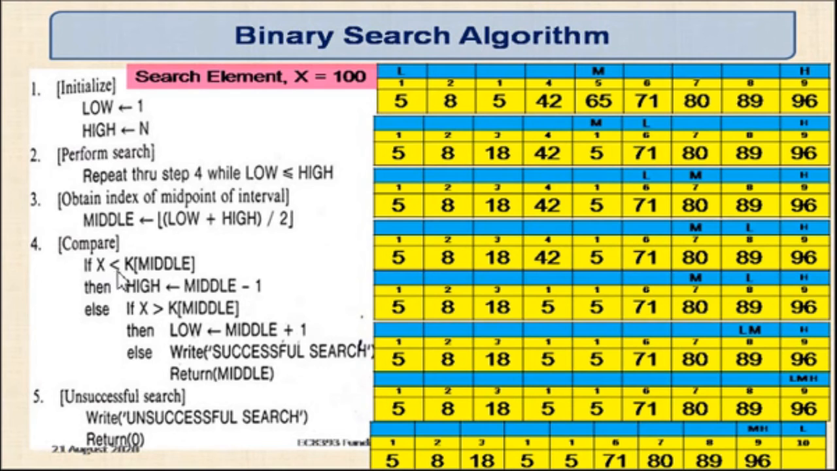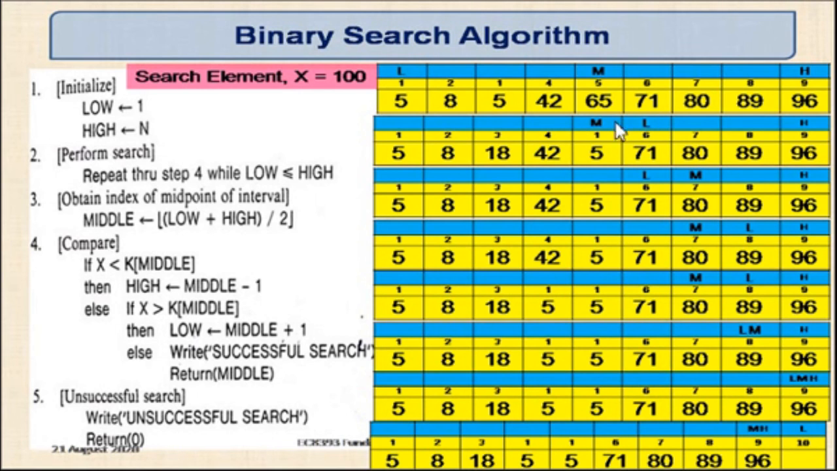Is 100 less than k of middle? K of middle is k of 5, which is 65. So 100 is not less than 65, so the condition fails. It will go to the else case: if x is greater than 65, yes, then the lower pointer is adjusted. Low is equal to middle plus 1.